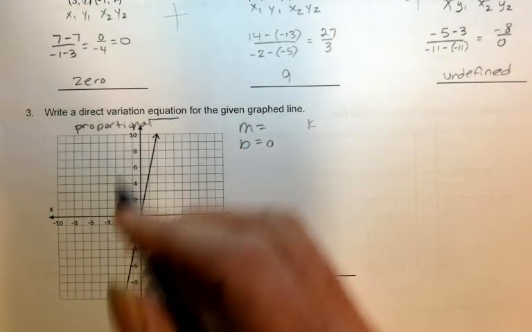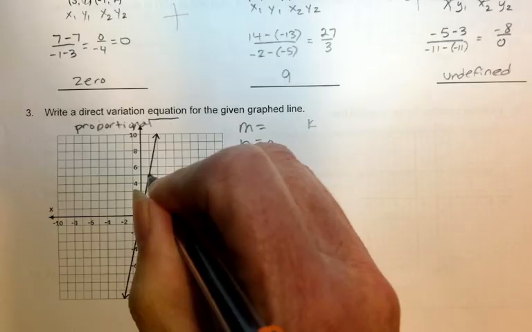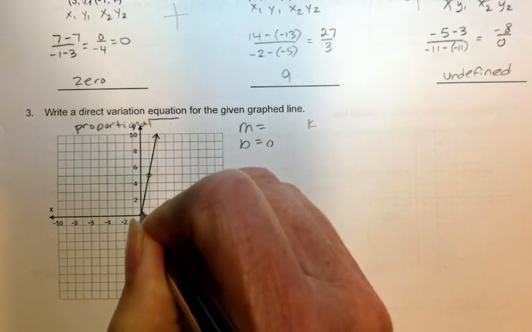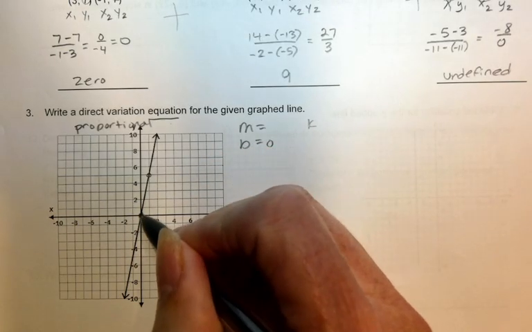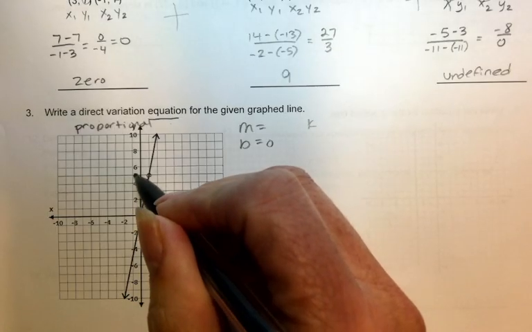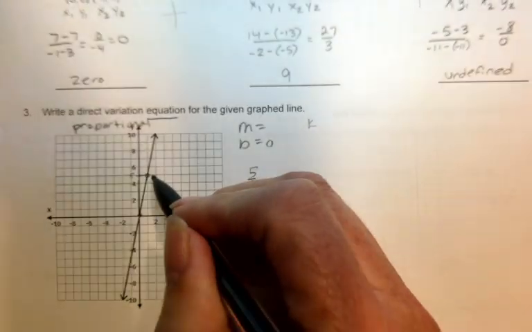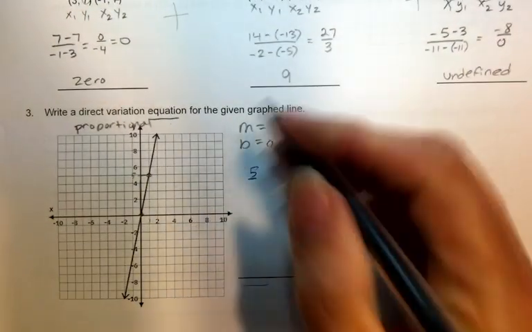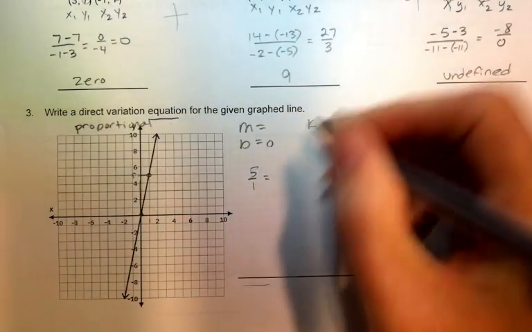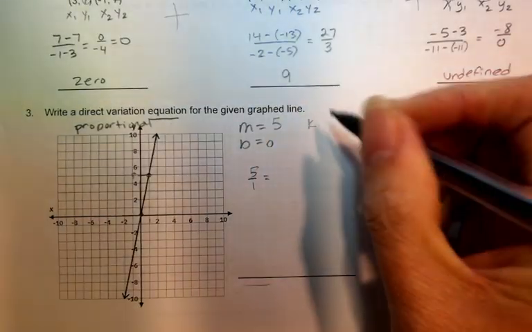So we're going to do rise over run. We're going to pick 2 points, so I'm looking for 2 intersection points. I'm going to use this origin one. We're going to do rise up here to the number 5, so my rise is 5. And over, which is going to be at 1. So my slope, or my k value, is 5.